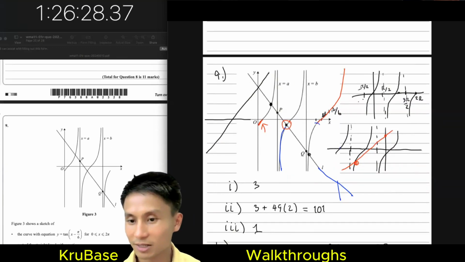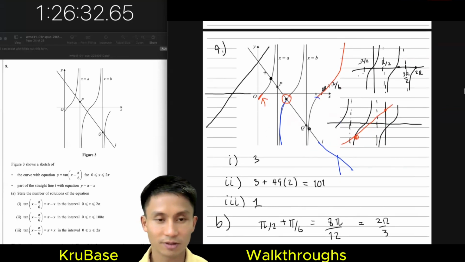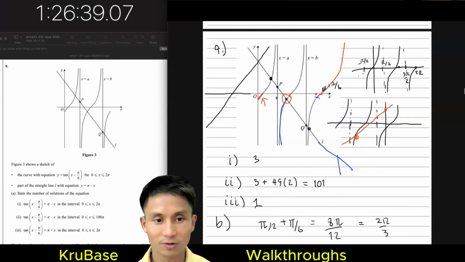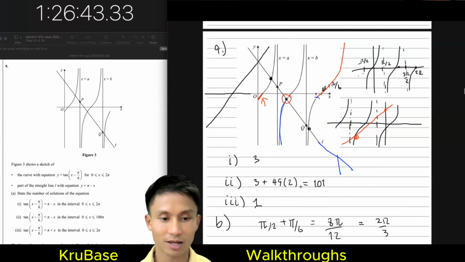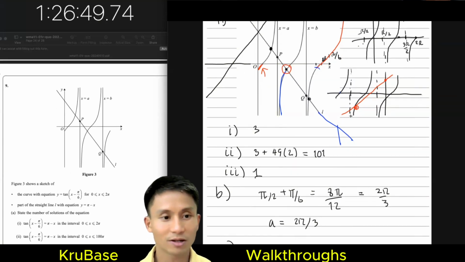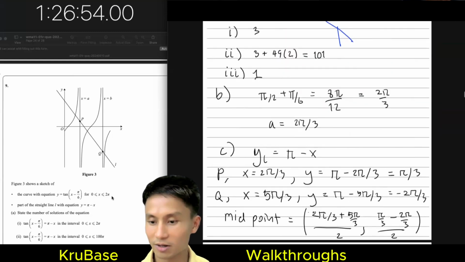Number 9, this is tricky. So the solution of the first question is 3 because there are 3 intersections. And then the second one, well, the first period is 3, but the other 49 periods only have 2. So I did that. So that's 98 plus 3. That should be right. And on the left part here, already shown to you, it only cuts 1 point. So I'm going to put 1 there.